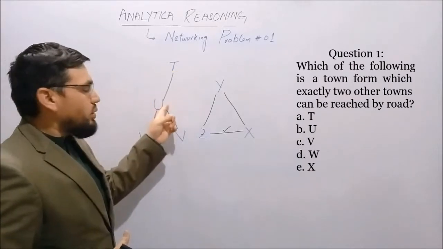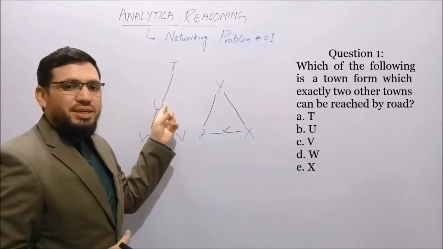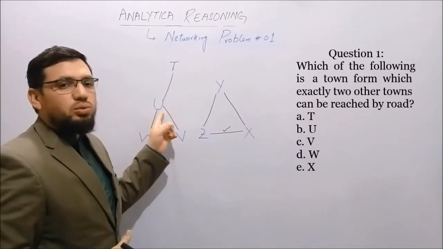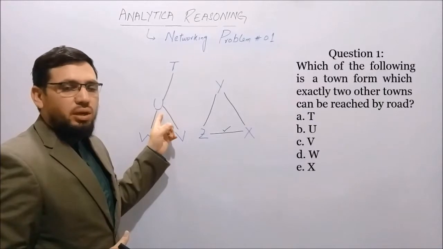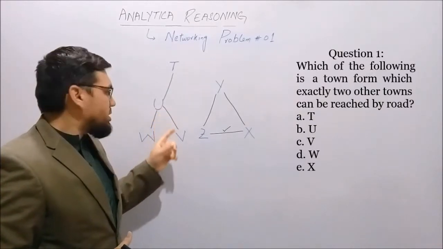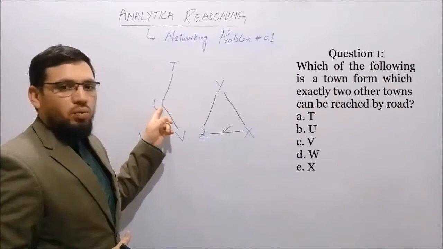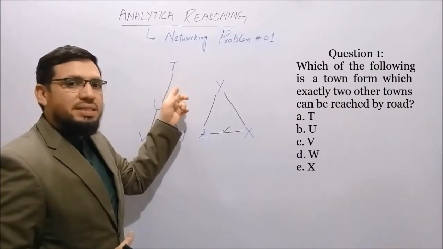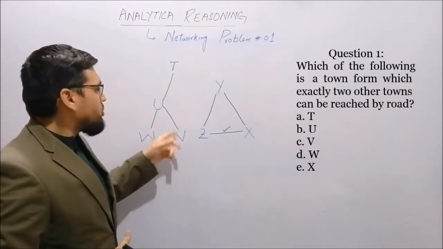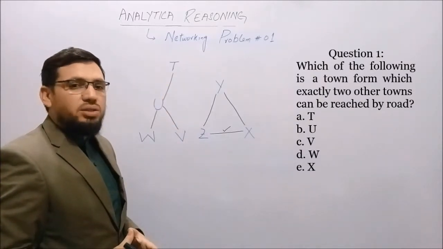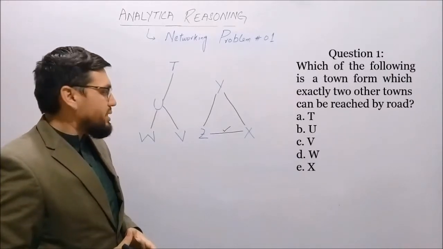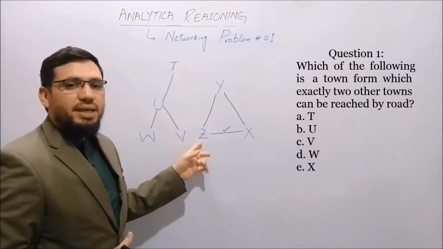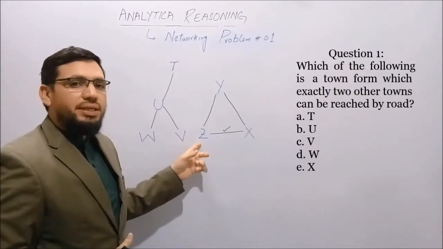So from T, there is only one single road. Option B is U. From U, there are 3 roads, so we can reach 3 towns at a time. Option C is V. From here, we can reach only 1 town directly. And then W and D. The next option is W, from where we can also reach 3 towns. And the last option is X. So you can see from X we can reach only 2 towns, which are Y and Z. So this is our correct option.